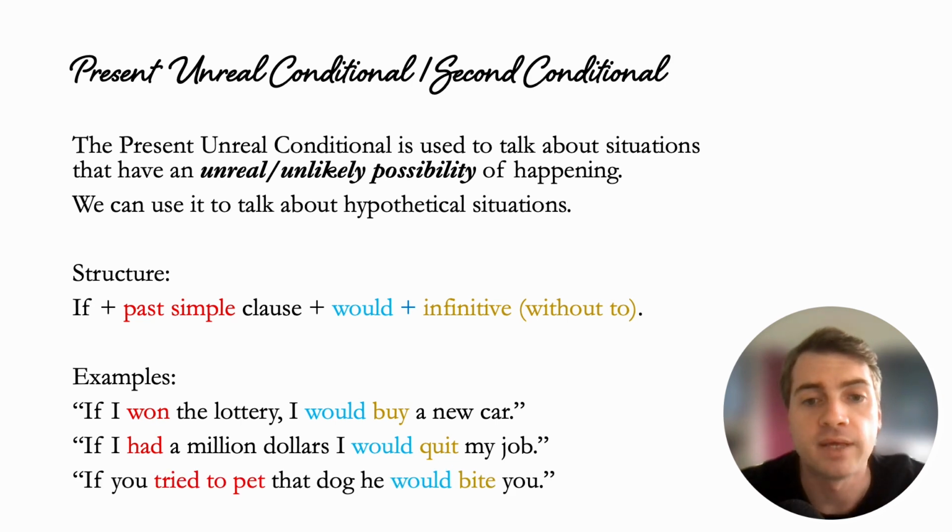If you tried to pet that dog, he would bite you. Now, in this example, you can't try to pet the dog, okay? Maybe he's behind a fence, or maybe there's someone protecting you from him, like standing in the middle of you and the dog. So instead of if you try, like in the last example, which was a real possibility, right? Now it's if you tried, to show that it's not a real possibility.